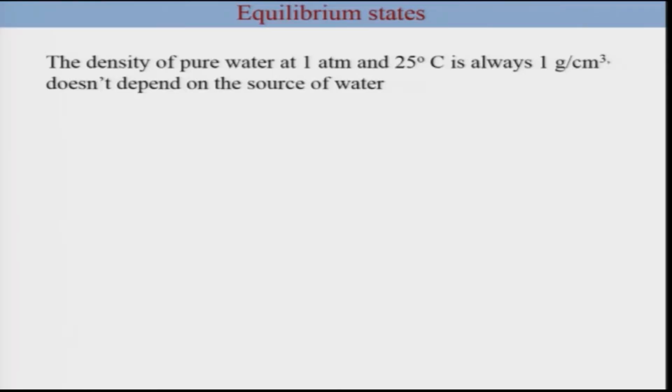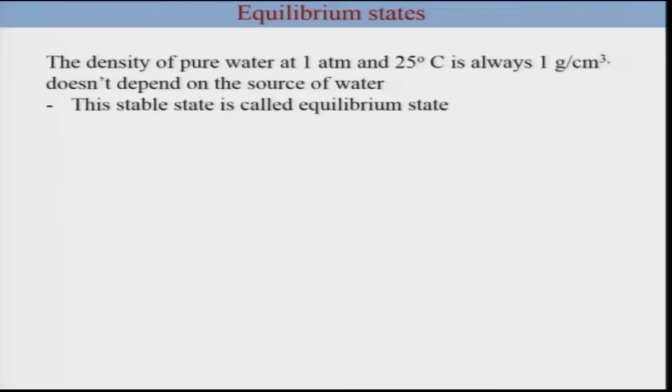Okay, so coming from this philosophical view to more practical aspects, we will start with a very fundamental question: why is the density of pure water at 1 atmosphere and 25 degrees Celsius always 1 gram per centimeter cube, irrespective of wherever you take it from, whether it is from Ladakh or from Kanyakumari? You bring it to room temperature and pressure, you are going to get the same density, 1 gram per centimeter cube. So, it tells you that this is a stable state of water at this particular temperature and pressure, which is called the equilibrium state.